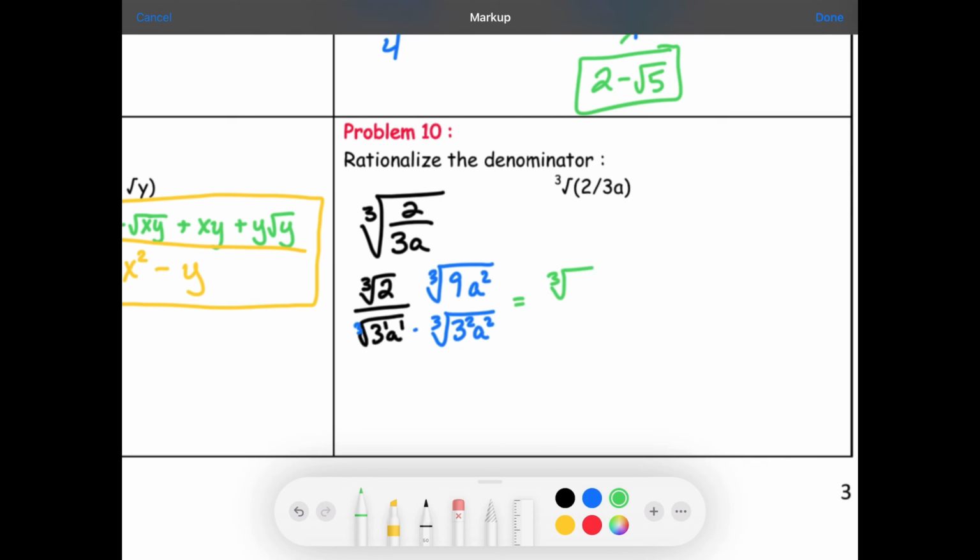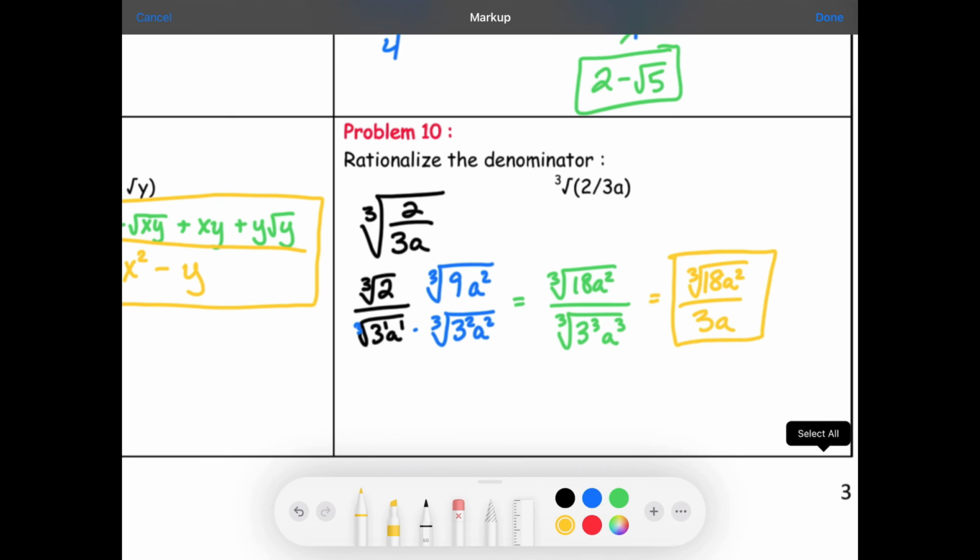So up top, if we multiply it, 2 times 9 is 18, a to the second. Denominator, we got 3 to the third, which is 27, but we could write it as 3 to the third, a to the third, and then when you cube root those, that'll just be 3a. Guys, that was fun. We'll see you on page 4.